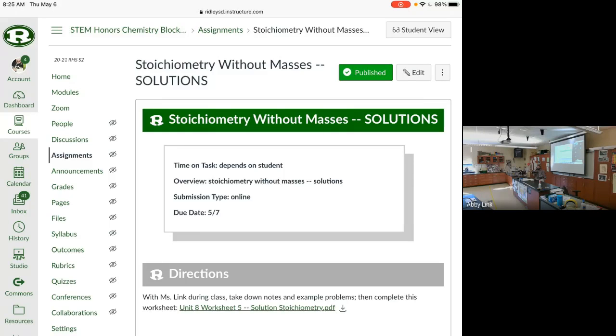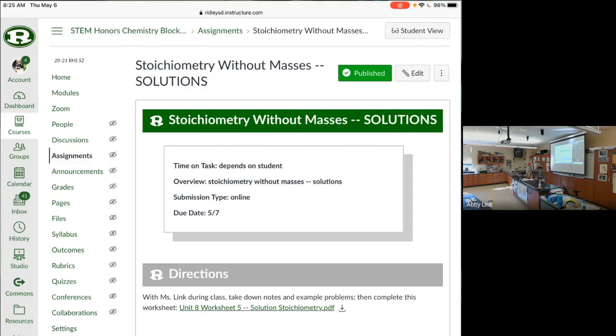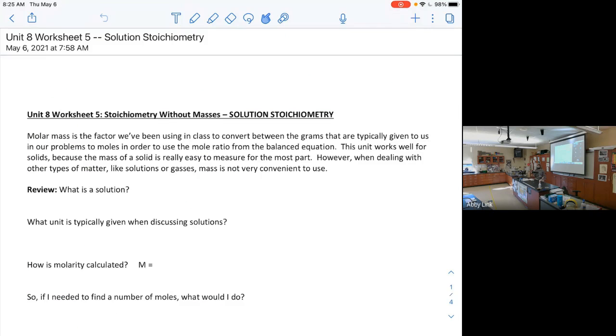Okay, so let's go ahead and open up our assignment. We're going to do a couple problems on this together as example problems. We do have a little bit of notes at the top of the page here, but not too much. So let's take a look at this.